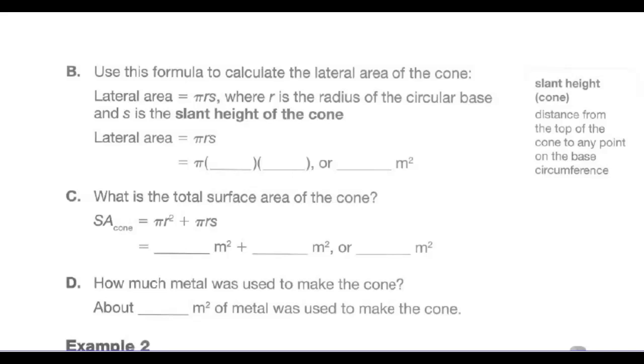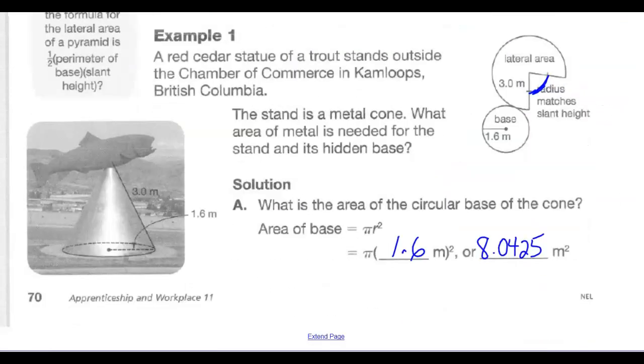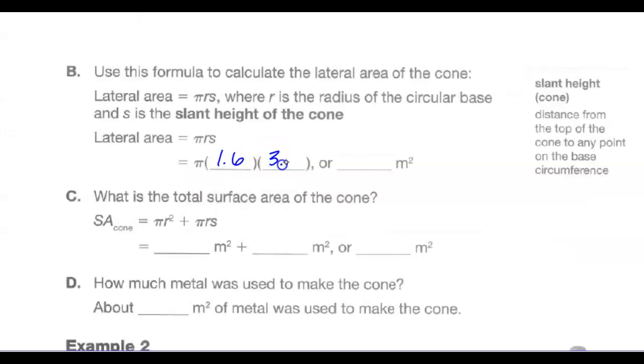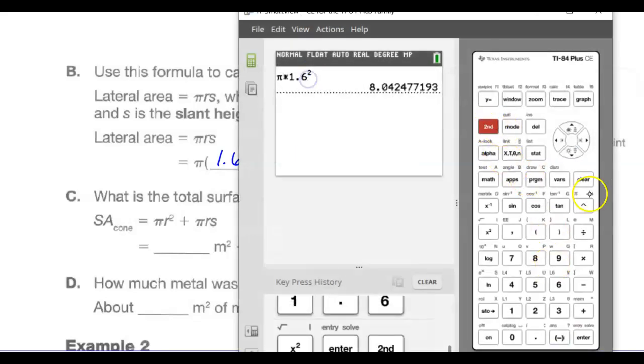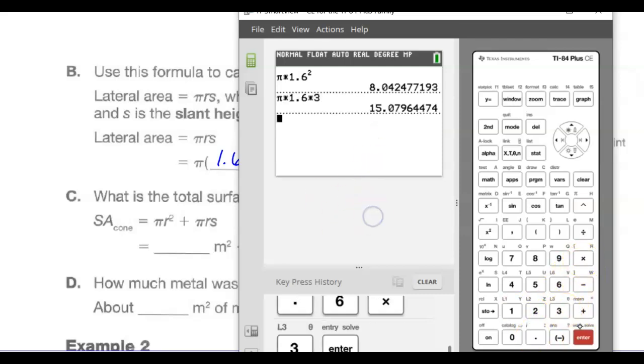Use the formula to calculate the lateral area of the cone. So lateral area is pi r s, where r is the radius of the circular base and s is the slant height. So pi times the radius was 1.6. I've got to go back and look. I can't remember. The slant height is on the edge there. It's 3, or 3.0. And so we'll get our calculator out. Pi times 1.6 times 3, 15.0796.